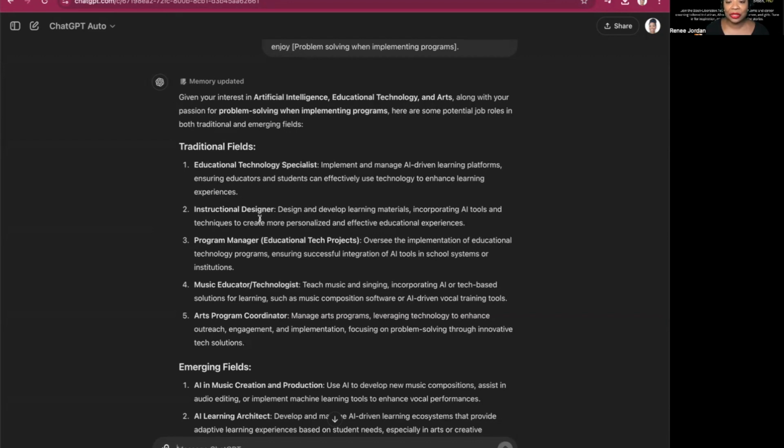So this is great. Instructional designer: design and develop learning materials, incorporating AI tools and techniques to create more personalized and effective educational experiences. I have been an instructional technologist for 3 years at an institution of higher education. And so if I was still in that position, I would definitely be a part of recruiting those who are interested. So early adopters, what happens in higher education, or even in places where people can see how others are working and what they're doing, if you can get a hold of those early adopters, they will become your ambassadors because they will show what you're doing.